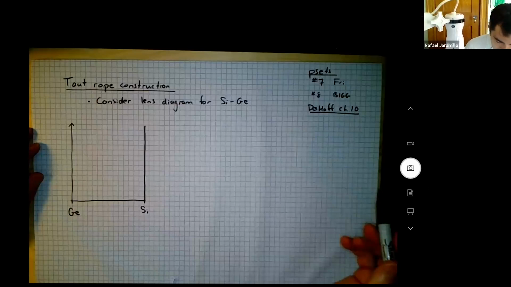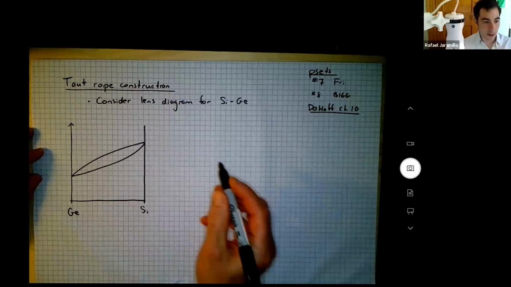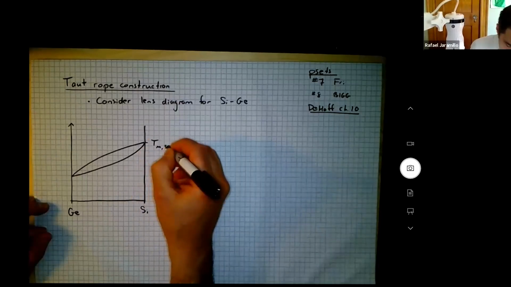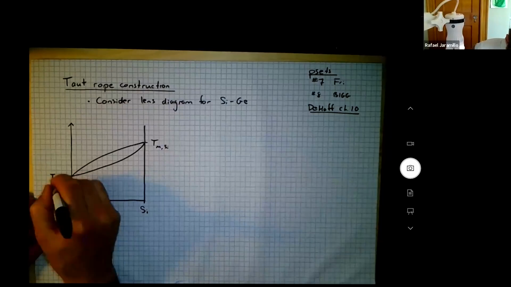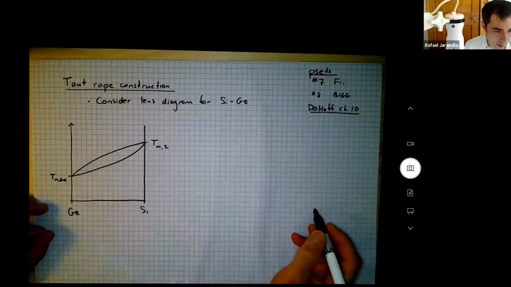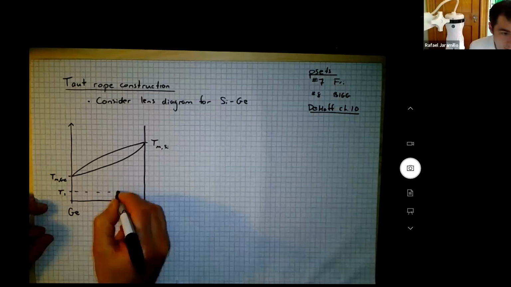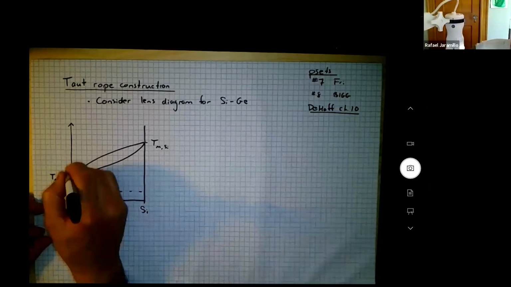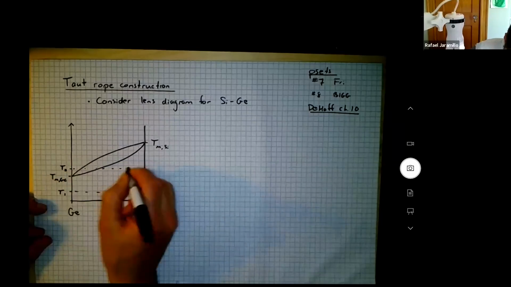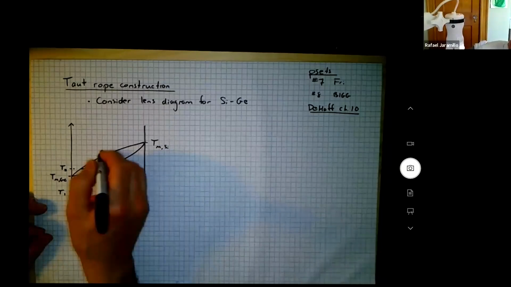So let's draw the lens diagram here. And there we have it. There is the melting point of silicon. And here is the melting point of germanium. And I'm going to mark some temperatures. I'm going to have T1. I'm going to have T2. Goes right through a nice tie line there. I'm going to have T3.